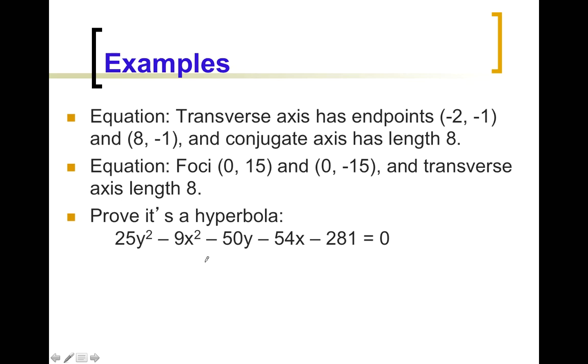I'm going to look at my y's first, and I'm going to factor out a 25, and I get y squared minus 2y plus blank. Minus, now here's where you have to really pay attention and focus, because I didn't rearrange this. But I took a 9, or a -9 out of x squared, so I'm left with x squared. And I took a -9 out of -54, so I'm actually left with a plus 6x plus blank. And I'm going to add 281 to both sides. And I'm going to add my plus blank plus blank.